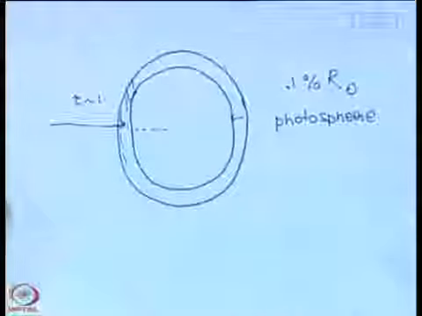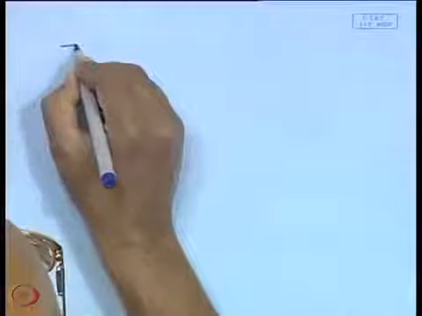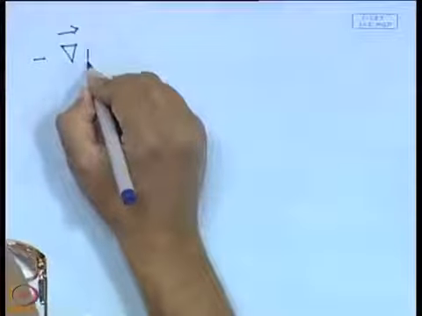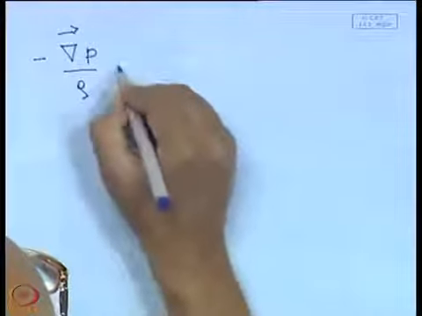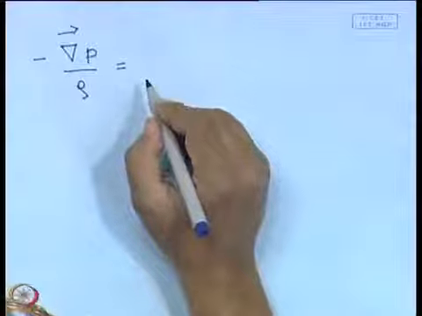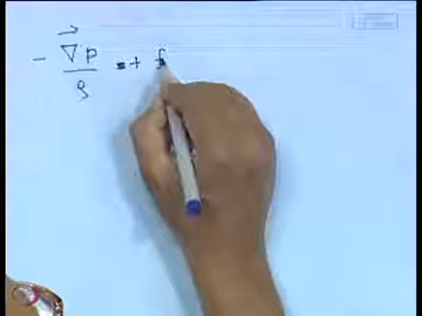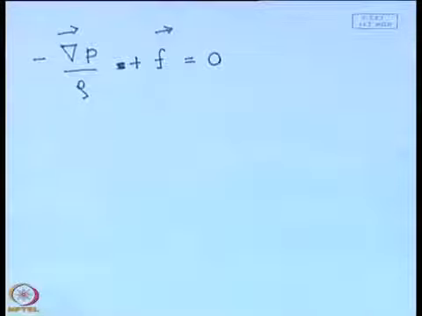To describe hydrostatic equilibrium, the equations are quite simple. In hydrostatic equilibrium, the pressure gradient divided by the density, plus the force per unit mass F, should be balanced. These two should be balanced.